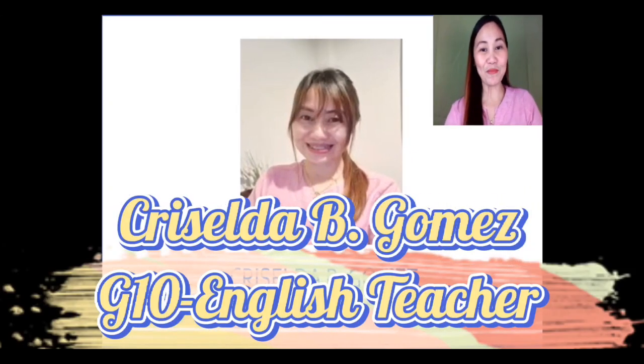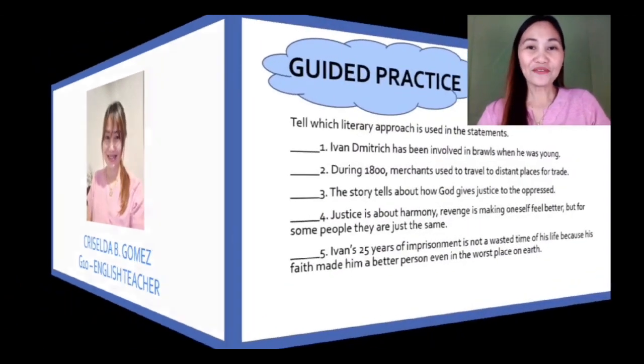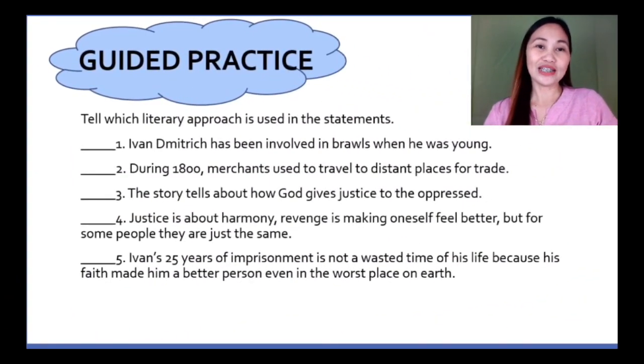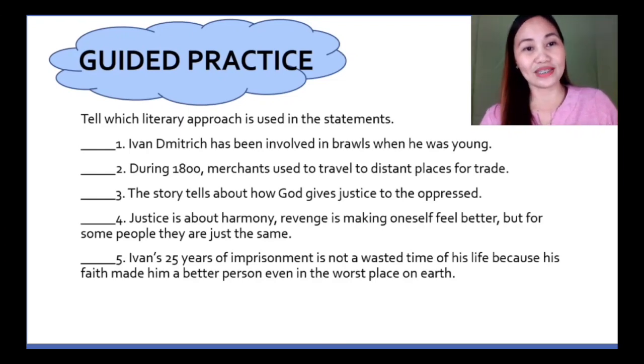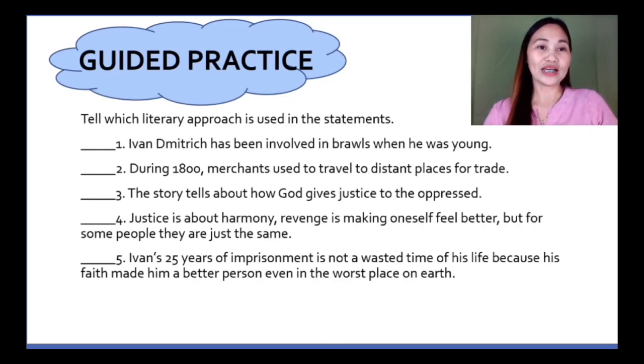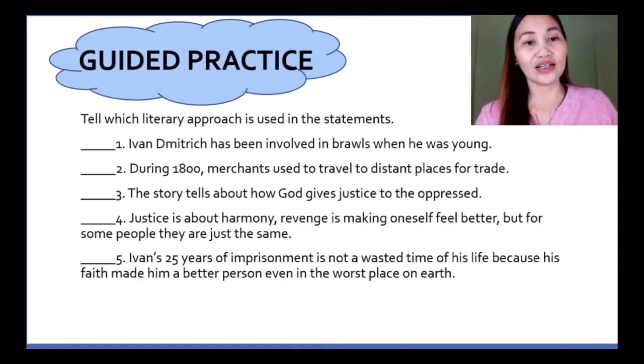I am Ma'am Criselda Gomez, your English teacher. After listening to the discussion, let us check if you really understood the lesson. You will answer the guided practice on your screen. You will just need to identify what literary approach is used in the following statements. Number 1. Ivan Dimitrich has been involved in brawls when he was young. Number 2. During the 1800s, merchants used to travel to distant places for trade.